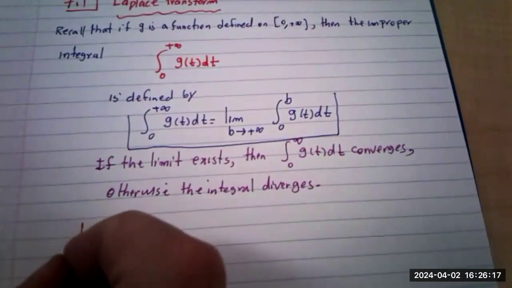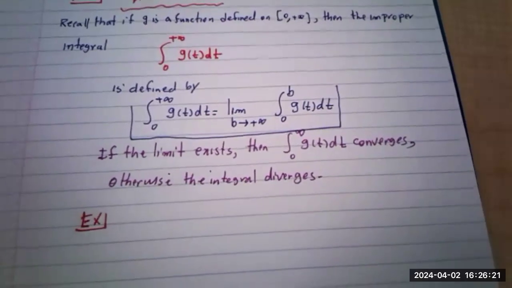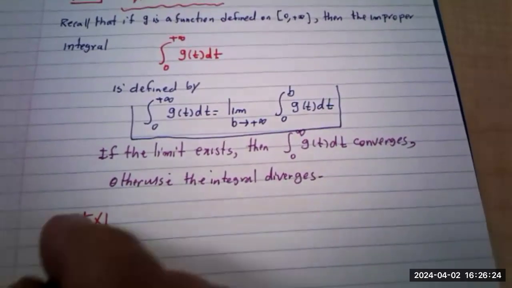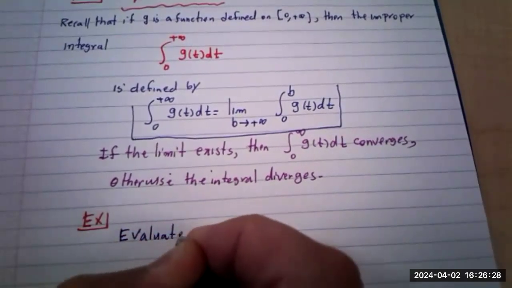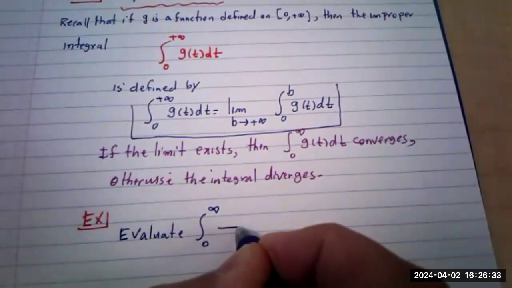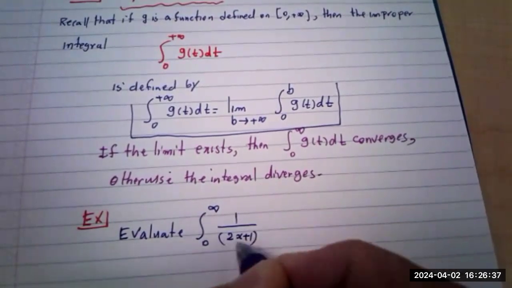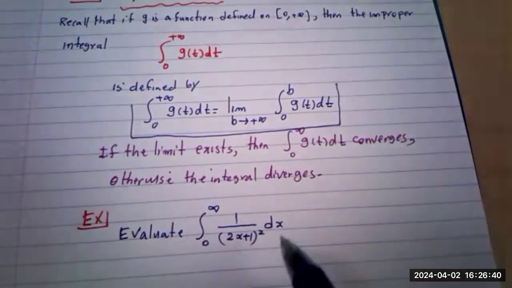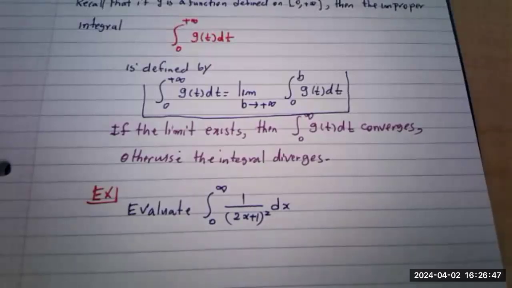Okay, let me give you one example. We want to evaluate, for example, this one. Evaluate the integral from zero to infinity of 1 over (2x plus 1) squared dx. Do you want to do this one? Okay, so we have to switch it first and then take the integral.